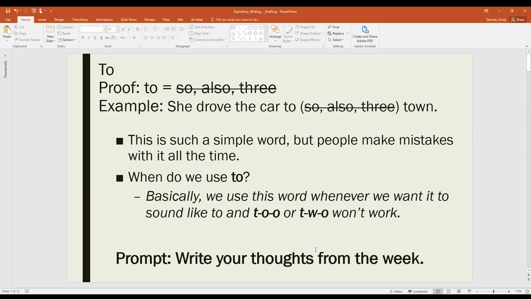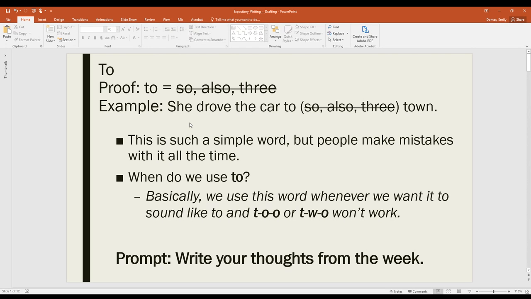So what I'm marking out is basically saying whenever I want to use "to," I use it any other time that I don't use "too" or "two." Okay, so it's such a simple word, but sometimes we make those mistakes. So again, use this word whenever we want it to sound like "to," and "too" or "two" won't work. So that's why our proof is the three other forms of the proofs for the other two words, and we marked it out.